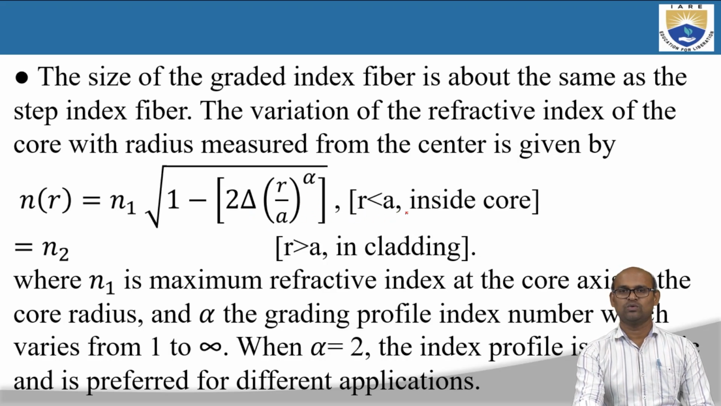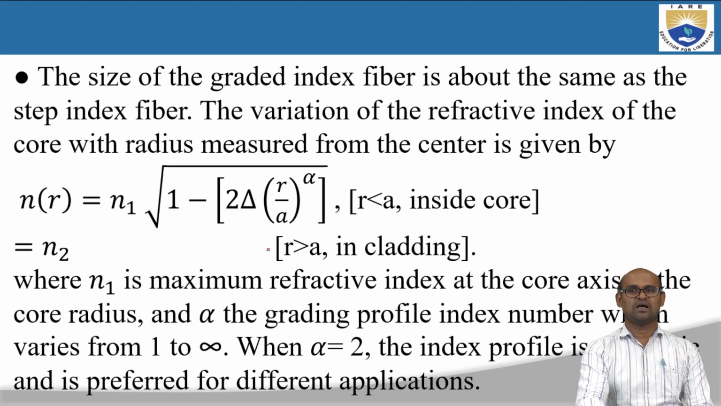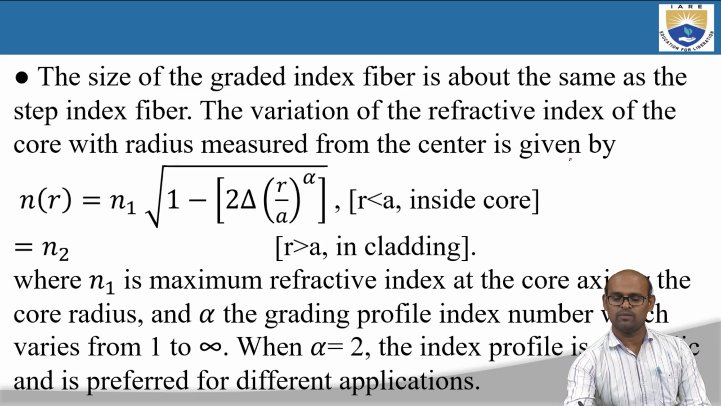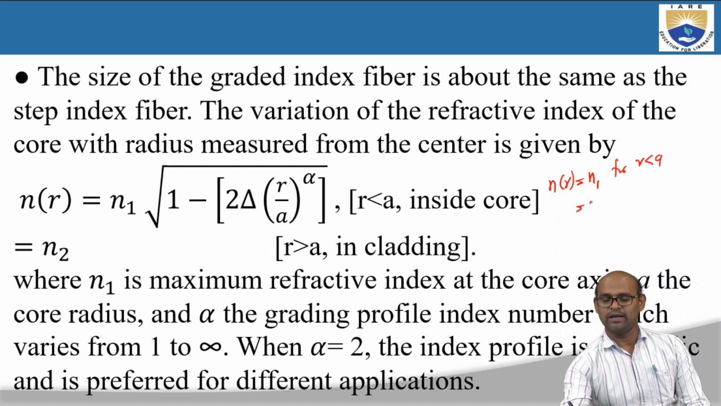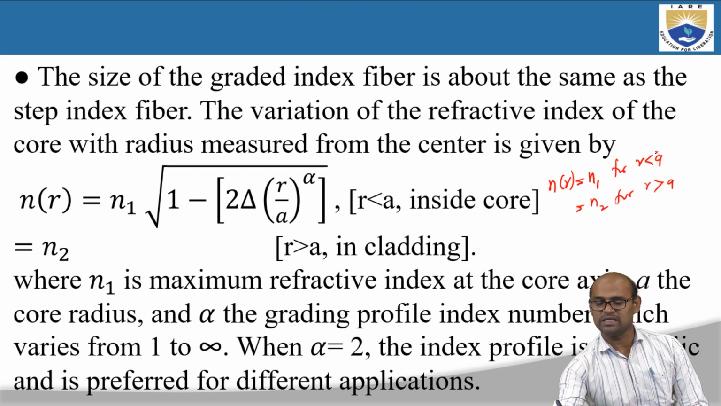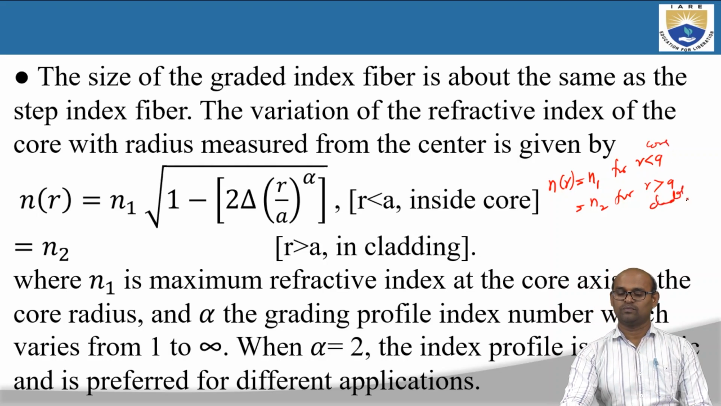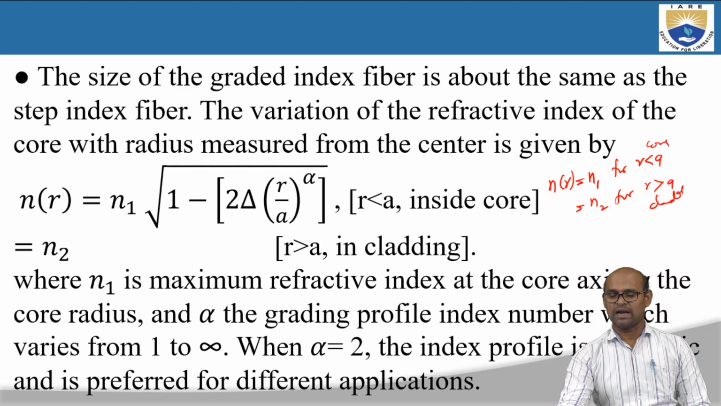So this is inside the core. Inside the core, this is the refractive index profile. Refractive index is not constant. In the case of step index profile, we defined n(r) as n1 for r less than a, and n(r) is equal to n2 for r greater than a. So r less than a is core and r greater than a is cladding. r equal to a is the core cladding boundary.